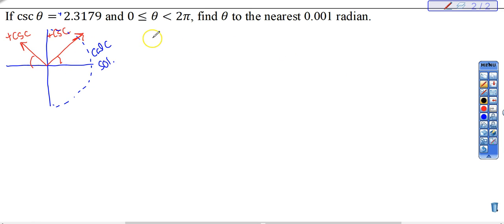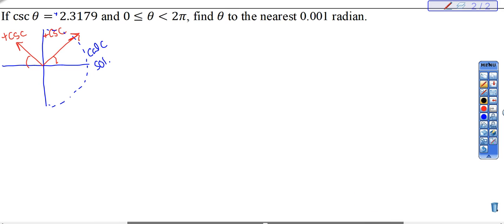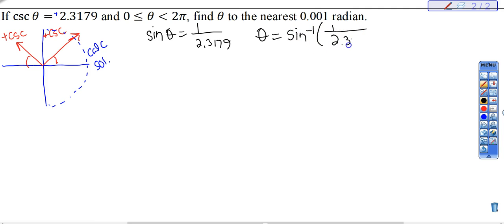Let's start with, how are we going to determine theta? Our calculator doesn't have cosecant, right? It only has its reciprocal function sine. So could I say this? The sine of theta is equal to 1 over 2.3179, right? And then after we convert it from cosecant to its reciprocal function sine, then we can take the sine inverse. So theta is equal to sine inverse of 1 over 2.3179.